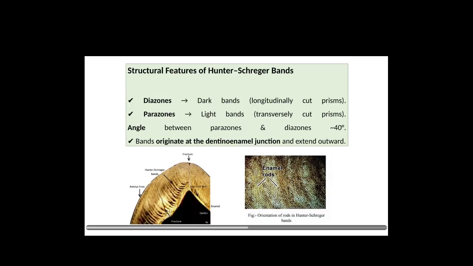Hunter-Schrager bands consist of diazones, the dark bands formed by longitudinally cut prisms, and parazones, the light bands from transversely cut prisms. These bands, originating at the dentino-enamel junction, extend outward with an angle of approximately 40 degrees between them, contributing to enamel's structural integrity.